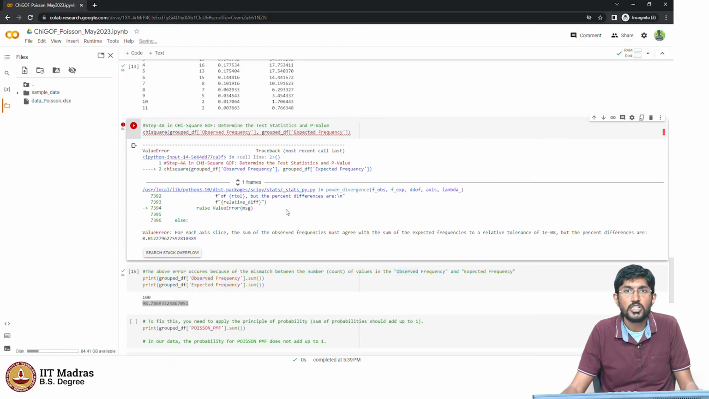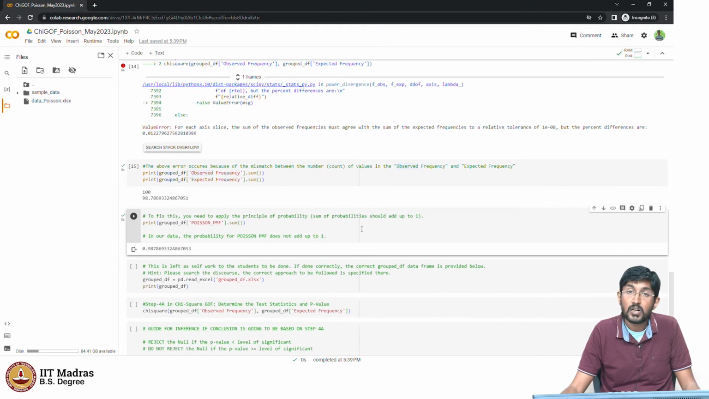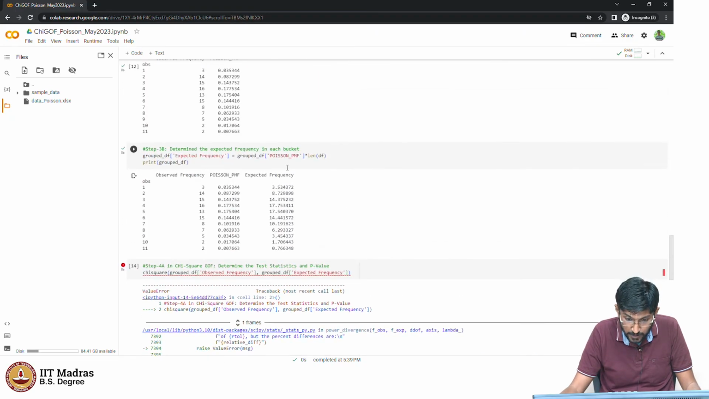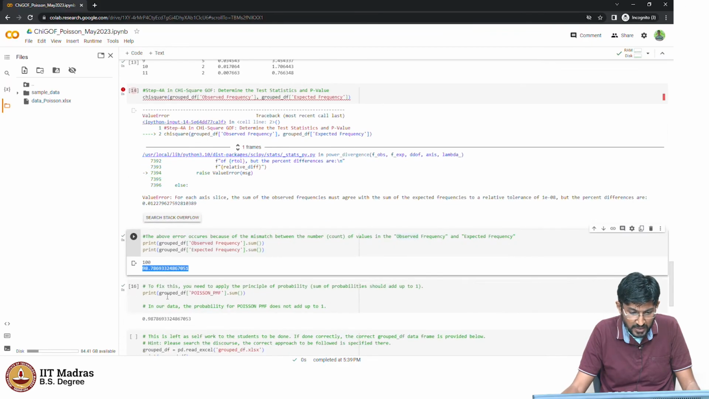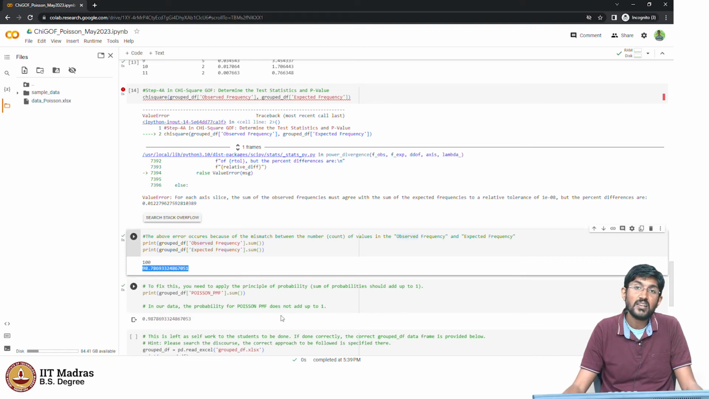And it is very logical. There is a logical reason for this. This 98 is coming because my expected frequency, the sum of all of this is 98.78, and that into 100 is 98.78 observations, right? So that is the reason why this error is popping up.